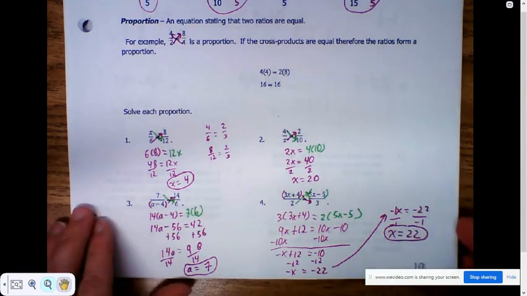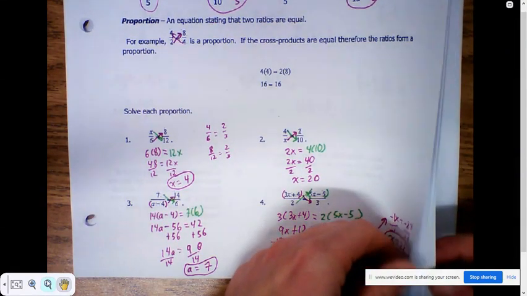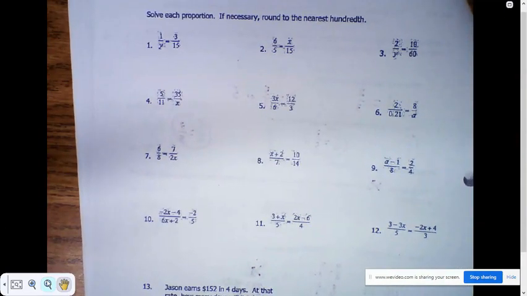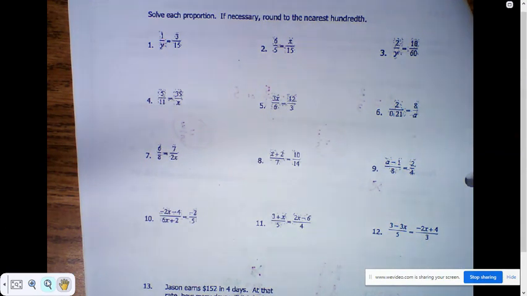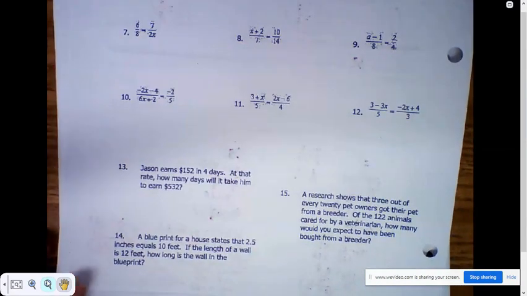You guys are going to try page 20, 1 through 12, and have Miss Ayler check it to make sure that you're correct. We're going to quickly just do 13 through 15 because those are word problems and a little bit different.